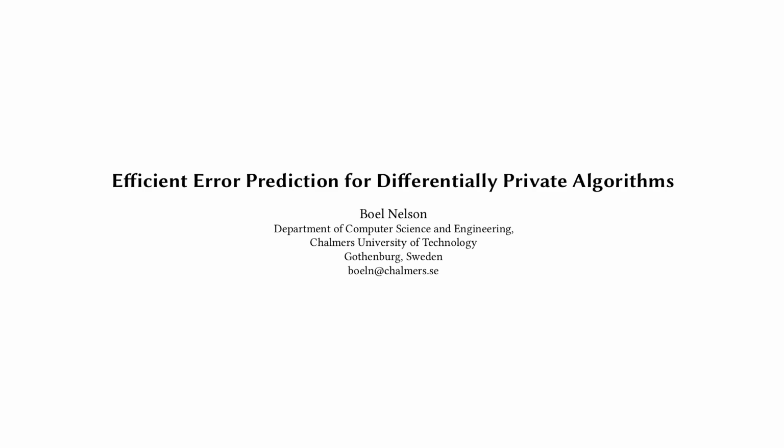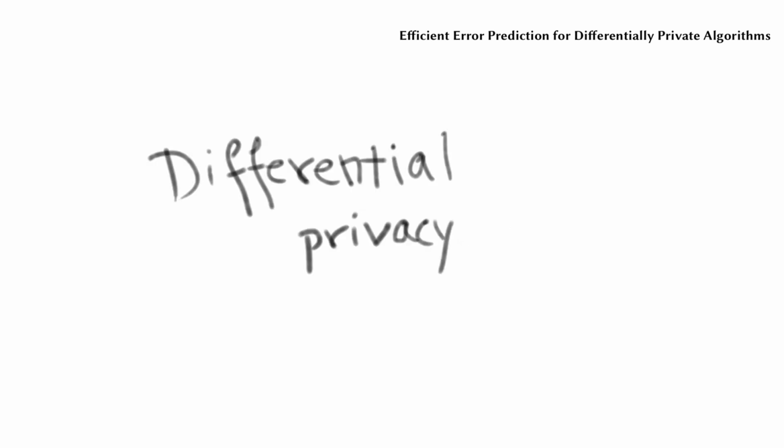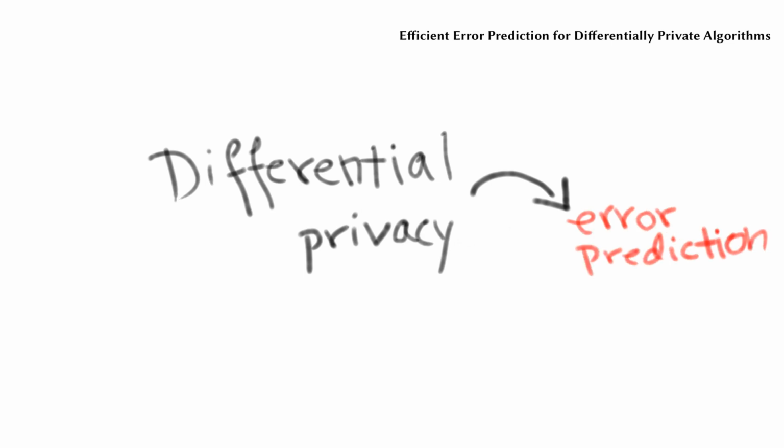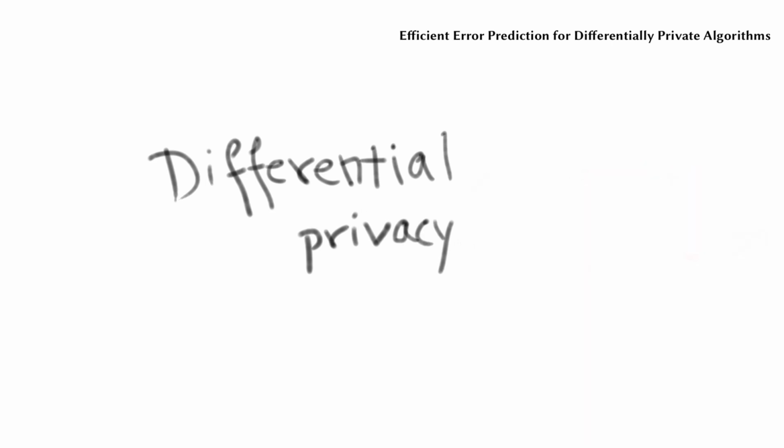My name is Boel Nelson, and this talk is titled Efficient Error Prediction for Differentially Private Algorithms. As you may have guessed, this talk will be about differential privacy. I will also explain why error prediction is important in this context and how we can predict error efficiently. So, what is differential privacy and why should you care?